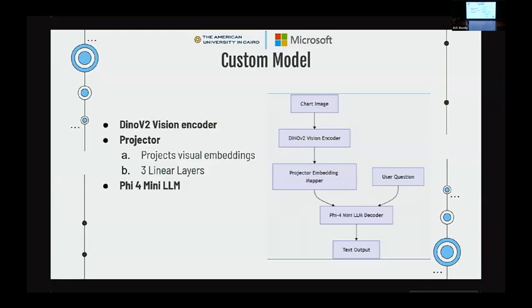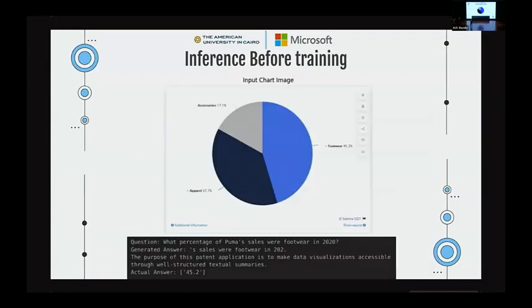We also tried investigating and experimenting with a custom architecture of our very own. We tried different vision encoders, and we finally chose DINOv2. We trained the projector. Next slide. We first tested, and it didn't provide promising results also. And then we did some fine-tuning on the projector. Next.